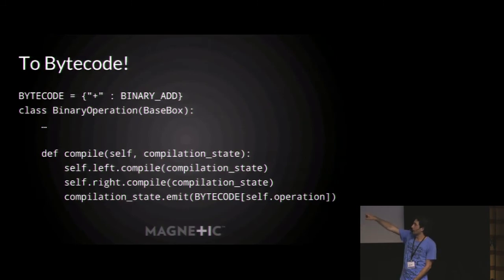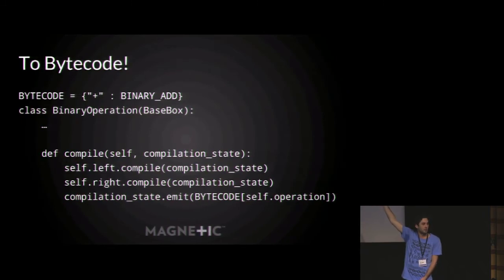So the way that we get that is we tell the left thing to compile itself, we tell the right thing to compile itself. You can imagine if these were integer nodes, the way they'd compile themselves would be by just saying, put a load fast operation on the stack, which means get my value. So you'd end up with load fast for the left, load fast for the right, and then emit a bytecode for my operation, which is the binary add operation.